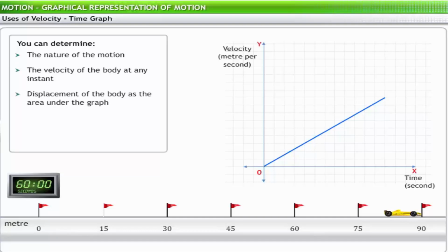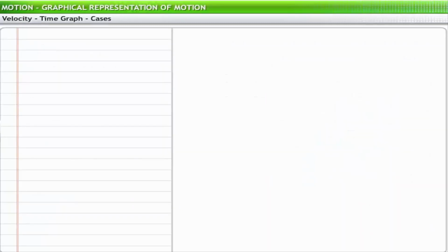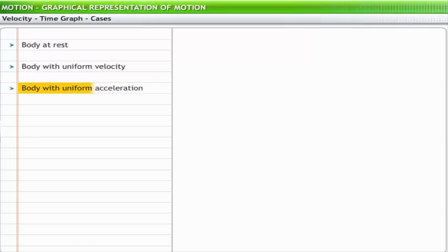displacement of the body as the area under the graph, the instantaneous acceleration, and the equations of motion along a straight line. Let's consider the different cases that can be represented by a velocity-time graph. Body at rest. Body with uniform velocity. Body with uniform acceleration. Body with non-uniform acceleration.